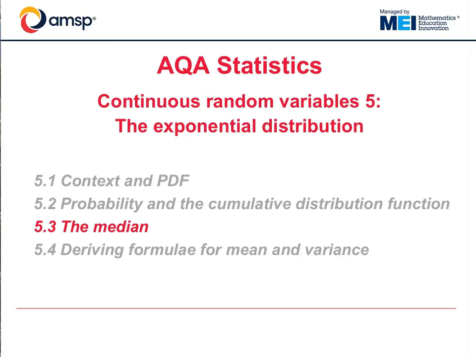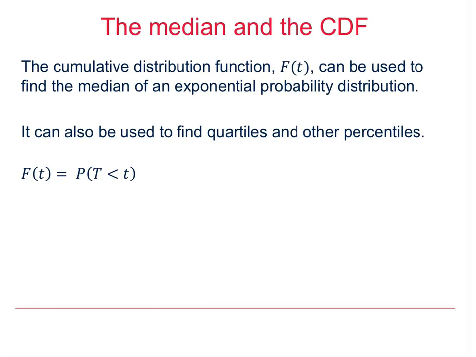This is AQA Statistics, Continuous Random Variables 5. This video is about the median of the exponential distribution. We can use the cumulative distribution function to find the median of the exponential probability distribution. We can also use it to find quartiles and other percentiles, such as the 90th percentile, things of that sort.